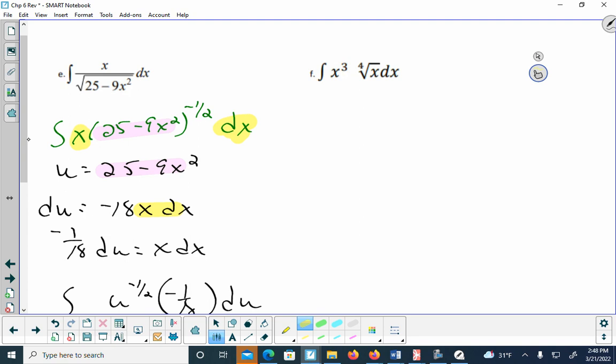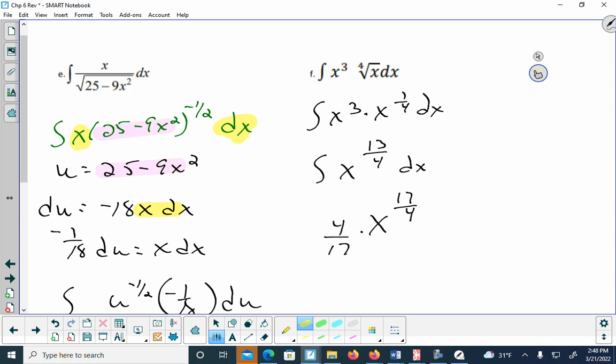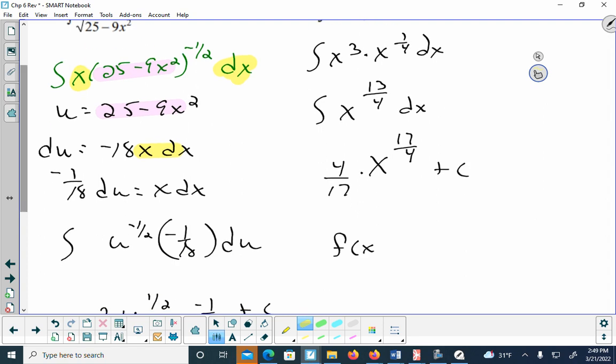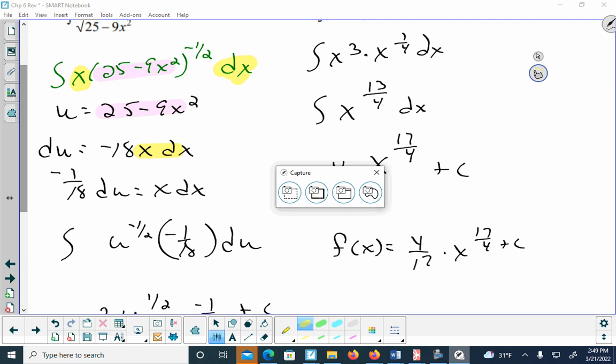For this one, I do not have to do the substitution, I'm going to think of this as x to the third times x to the 1/4. I am going to add the exponents, so I am going to have x to the power of 3 plus 1/4. Now I'm going to add 1 to the exponent, so that was 17/4, multiplied by the reciprocal, 4/17, and then there's that plus c. So when I substitute, I don't have to substitute that. I'm going to say f of x equals 4/17 times x to the 17/4 plus c. And moving on to the next one.